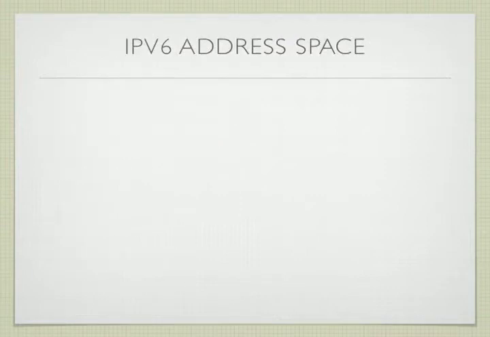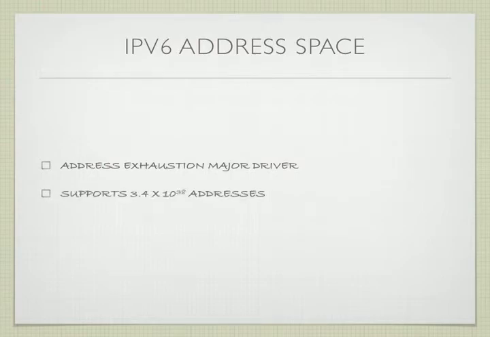So taking a look at the address space, the address exhaustion on IPv4 is of course the major driver for this change occurring, since we now support 3.4 times 10 to the 38 addresses. The address space goes from the millions to this multiple-time trillion addresses. And at the current population, IPv6 has 2 to the 95 addresses per person on the planet.